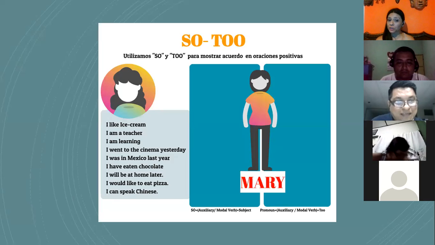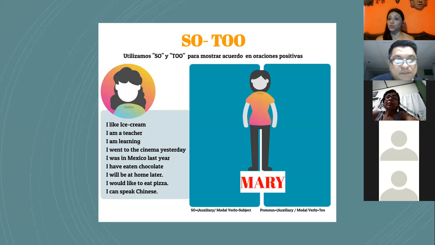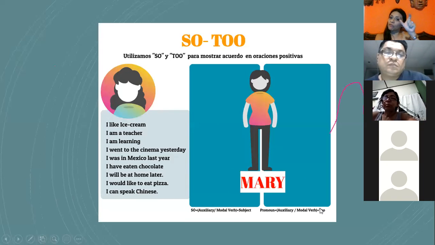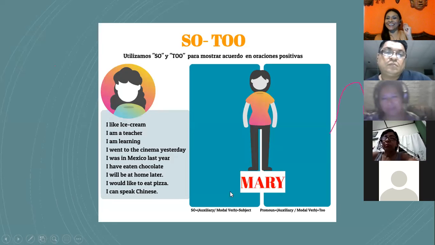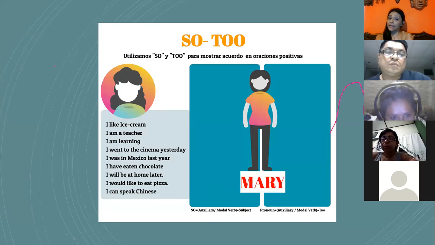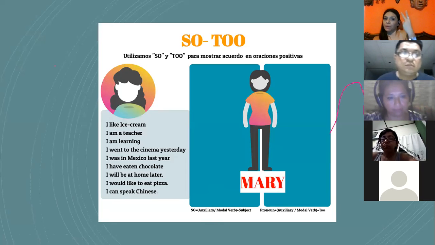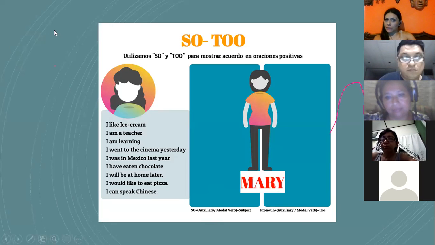All right, finished? Did you take a picture? Okay, so this is what I want you to do. I'm going to send you to your groups, and I want you to agree with this person, okay? I like ice cream. Ahorita no vamos a usar a Mary, vamos a usarnos nosotros mismos. Voy a estar de acuerdo con esa persona, usando el so y usando el tú. Vamos a usar los dos al mismo tiempo, el so en forma corta y el tú en forma corta. You understand? So I'm going to say, I like ice cream. So do I. I do too. Number two, I am a teacher. And then you continue. You understand?